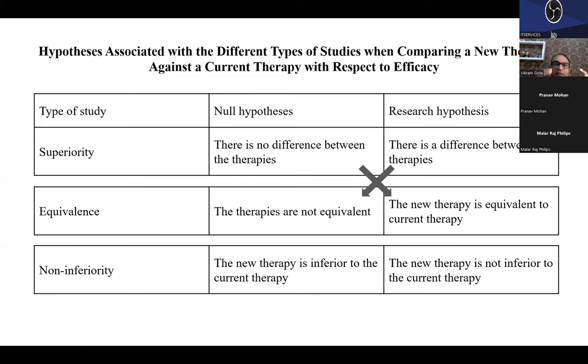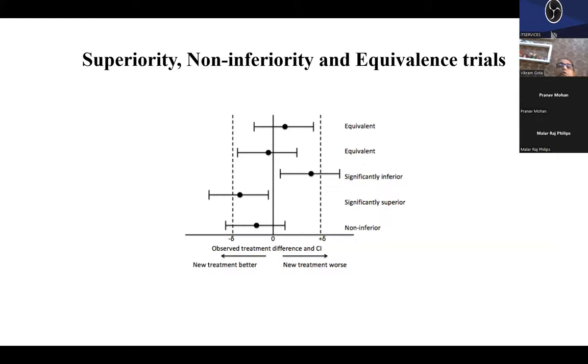Superiority trial: there is no difference, and then you say there is a difference. Equivalence trial: you say they are not equivalent and then show that they are equivalent. Non-inferiority trial: you say that the new treatment is inferior, and then you show that it is not inferior.